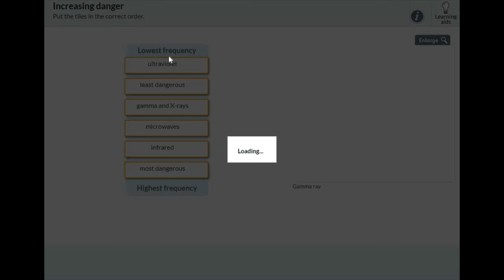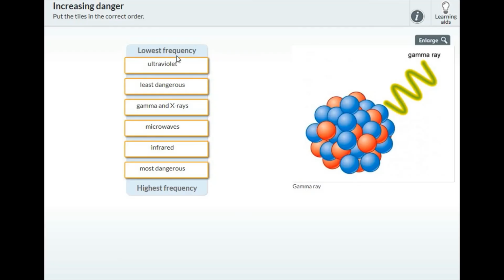Next, we're going to start with lowest frequencies up to highest frequencies, increasing in danger, and put these in order. The most dangerous is the highest frequencies, and the least dangerous is the low frequencies. So we put these in order of lowest frequency to highest frequency. It goes radio waves, which isn't on this list, then microwaves, then infrared, then visible, which isn't in here, then ultraviolet, then X-ray, followed by gamma. Okay, so that's the order.